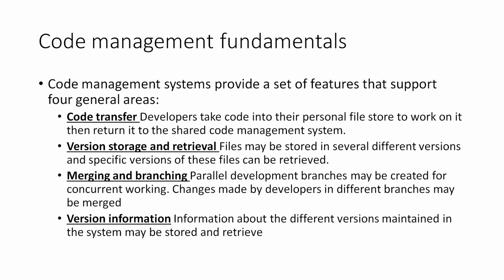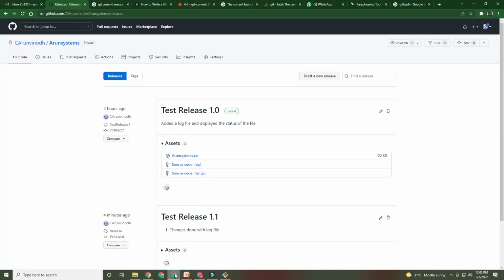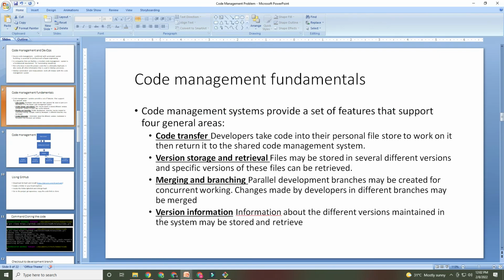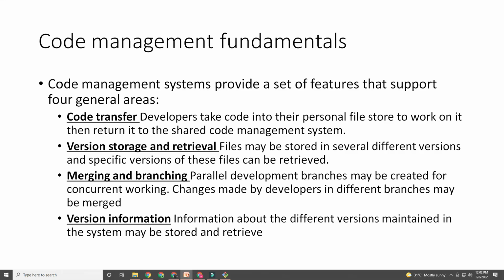And then finally, version information. Information about the different versions maintained in the system may be stored and retrieved. That is what I have shown here. Different versions are maintained, stored, and even retrieved. I hope you can easily relate this to what is happening in a company or industry. So Git is useful for managing your code.